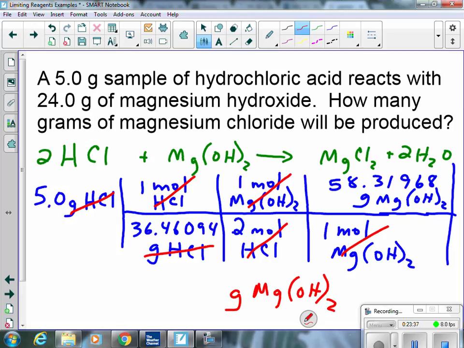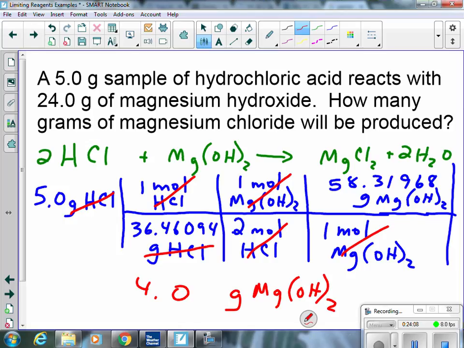I'm going to go right here just to sig fig it. I wouldn't need to, but I am going to sig fig it. When I did my math, this comes out to 4.0 grams of magnesium hydroxide. When I actually did my math in the calculator, I got 3.998777787. Rounding it to 2 sig figs, it gives me 4.0.